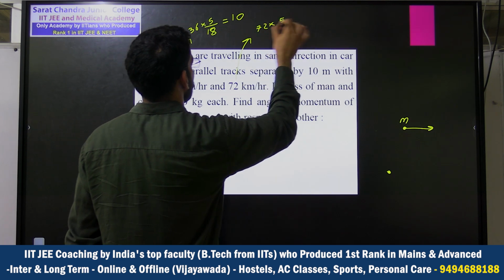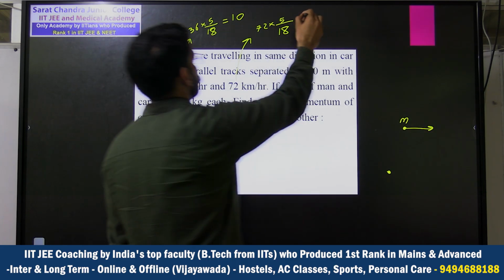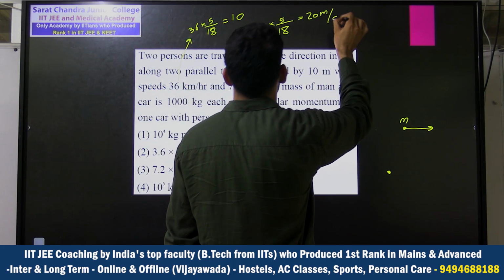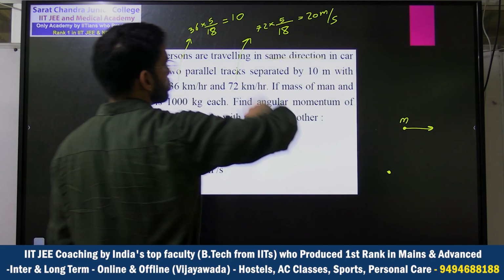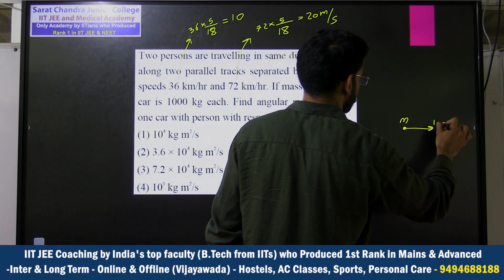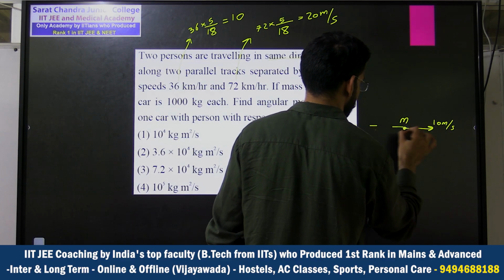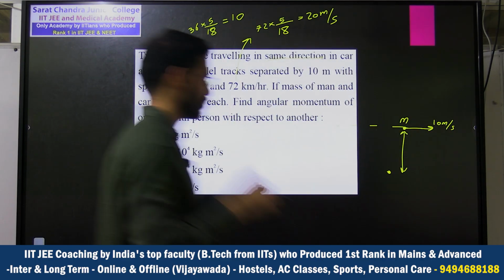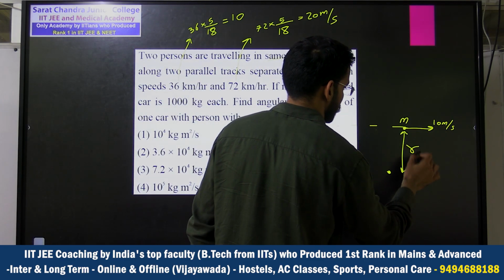And this will be what? 72 into 5 by 18, correct? So this will be how much? Double of that, 20 meter per second, right? If both are going in the same direction, it means relative speed is subtracted, so 10 meter per second. So he is going with 10 meter per second relative speed, and the distance will be the perpendicular distance only, so that is given because they are going parallel, right? So 10 meter. So here MVR, this is R perpendicular only.